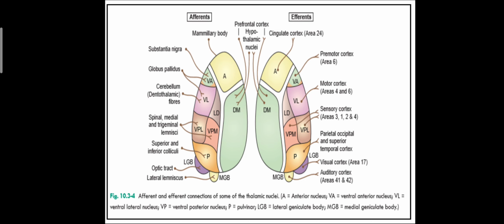In the same way, efferent connections: cingulate cortex from the anterior nucleus; the ventroanterior nucleus has the premotor cortex, area number 6. Ventrolateral has motor cortex, area number 4 and 6. Ventroposteromedial nucleus and ventroposterolateral nucleus go to sensory cortex, area number 3, 1, 2. Parietal, occipital and superior temporal cortex. Visual cortex, area number 17. Auditory cortex from the medial geniculate body, area 41 and 42.